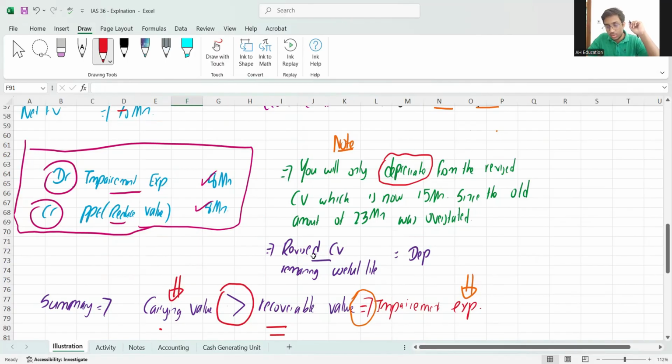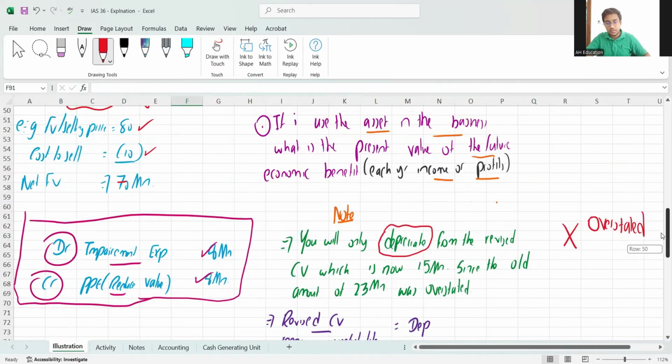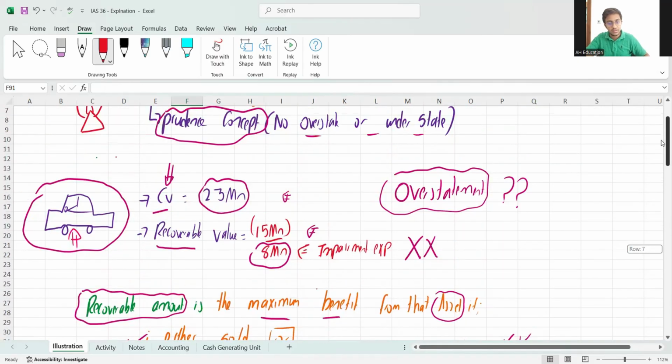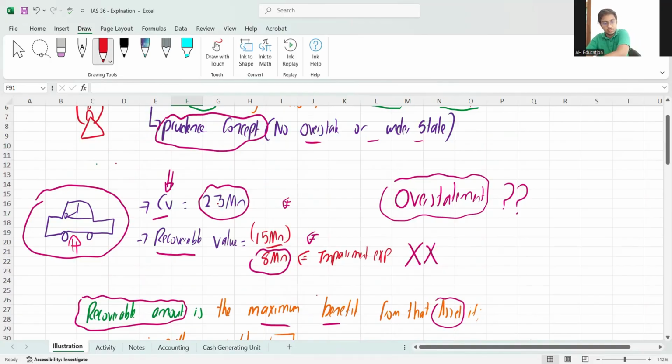Logically think, if your carrying value is overstated, then obviously the depreciation being charged on that overstated carrying value is also wrong. Why? Because your real carrying value is overstated. So let me take this question itself. My carrying value is 23 million, which I have recorded. But I can actually sell it in the market for a maximum amount of 15 million.